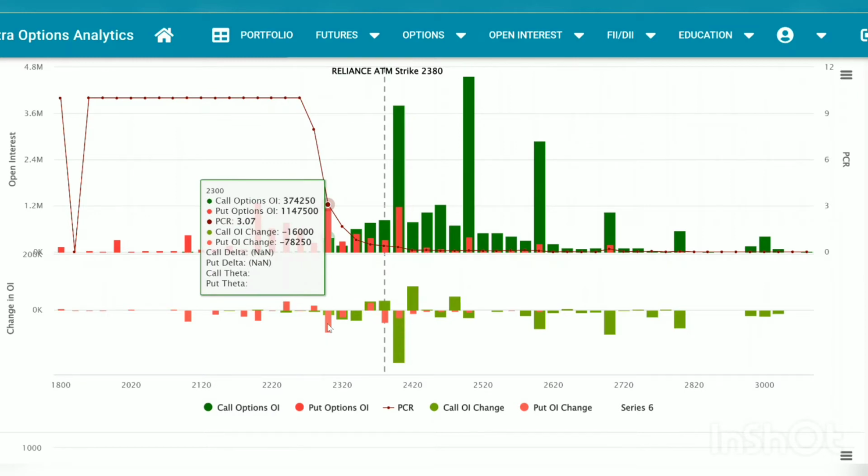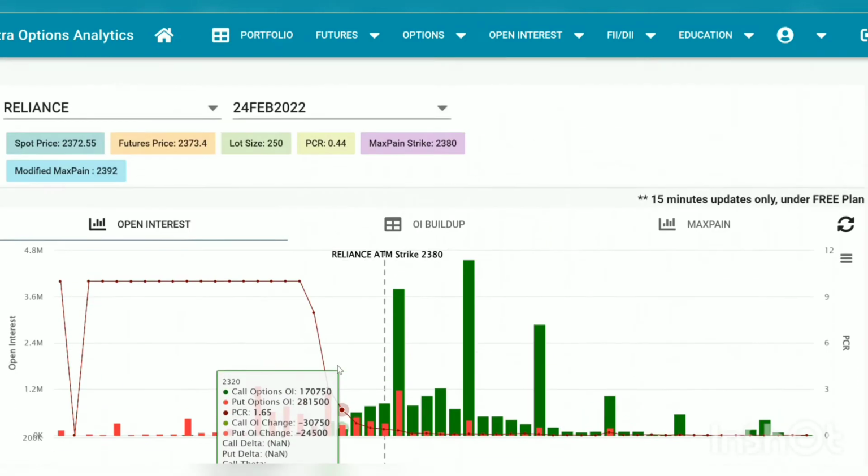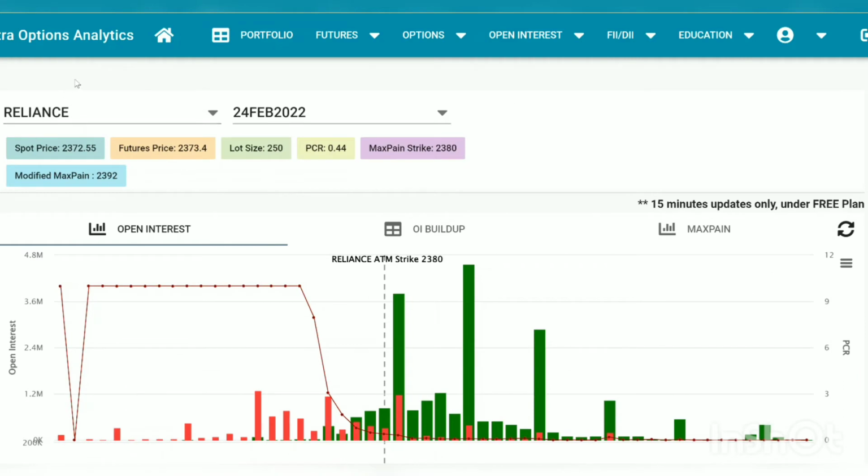So this is how open interest, or positions, are built up, and we can interpret it very easily. This is for Nifty and Reliance that I have shown.